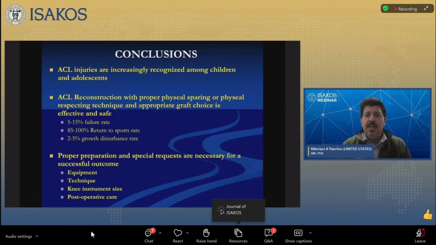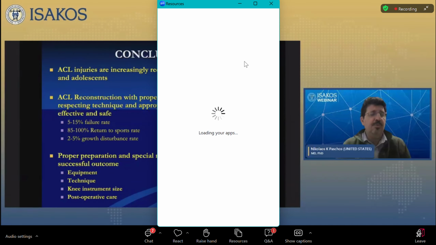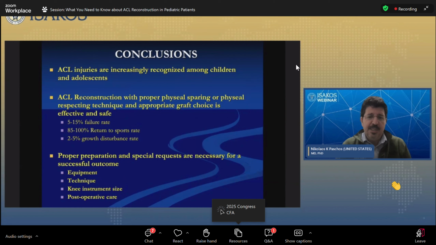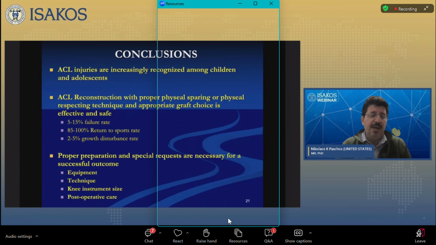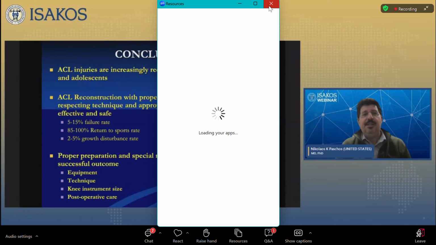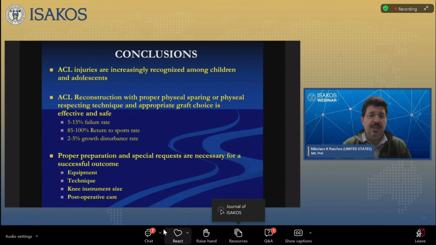So in conclusion, they are increasing, and they are something that you will see. You will find a patient that you will be seeing that is very, very interesting, that is so young and has an ACL tear, and it's real and it has happened, and you have to fix it. They fail more, but the return to sports is quite high, and I don't think if you do it right that you have to be afraid.